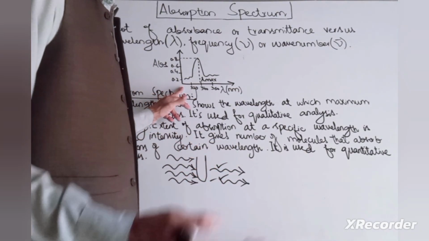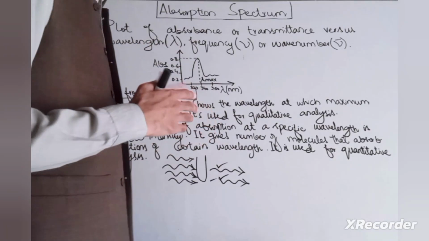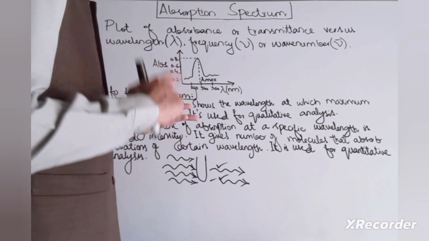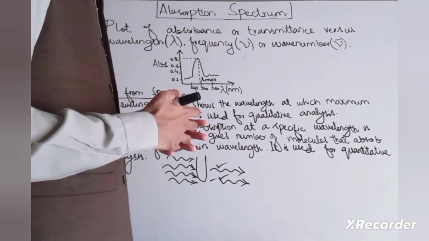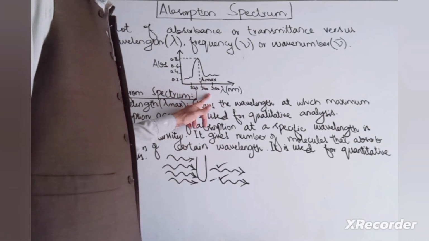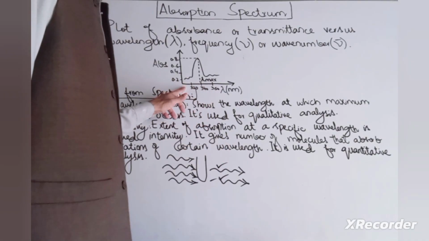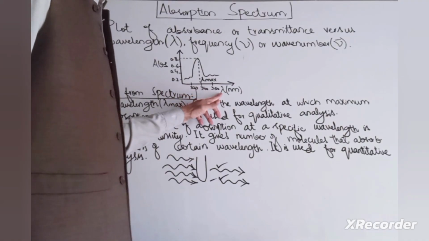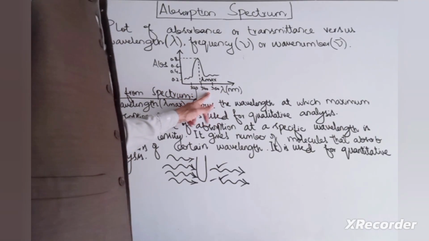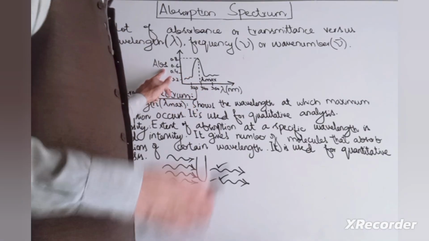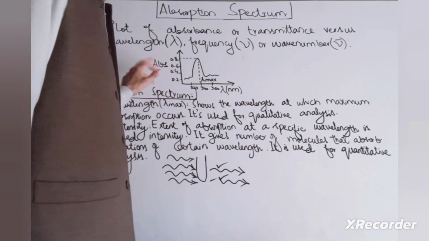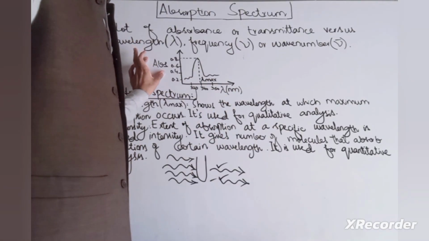As you know, while plotting a graph, we have two variables. One is the dependent variable and the other is the independent variable. Independent variables are always taken on the x-axis. Wavelength is the independent variable, so it has been taken on the x-axis. Absorbance or transmittance is the dependent variable, so it is always taken on the y-axis.